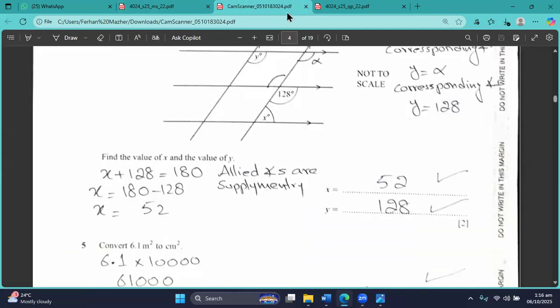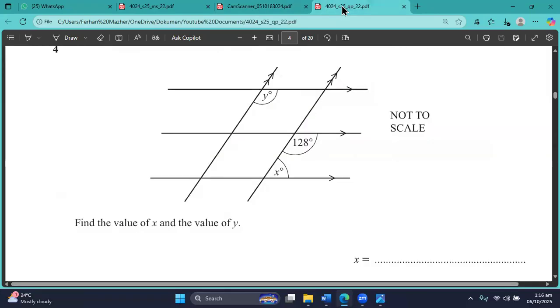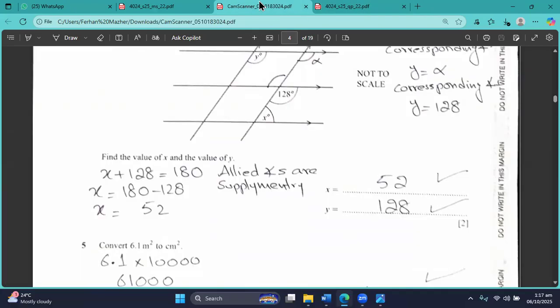This is how we will find that. Okay. Then they ask us to find the value of Y. So you see this value, this is 128. This angle will also be 128. They are corresponding angles, and these are two parallel lines. So Y and this 128 will also be corresponding angles to each other of the parallel lines.